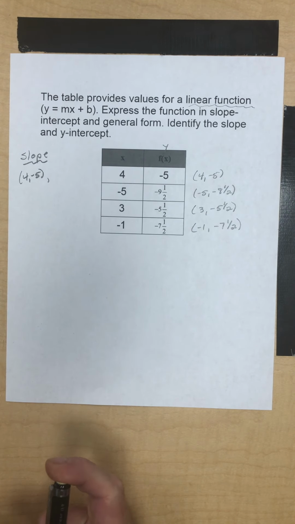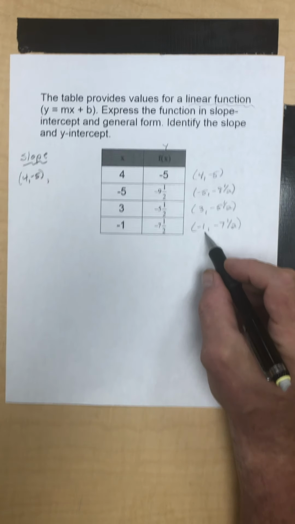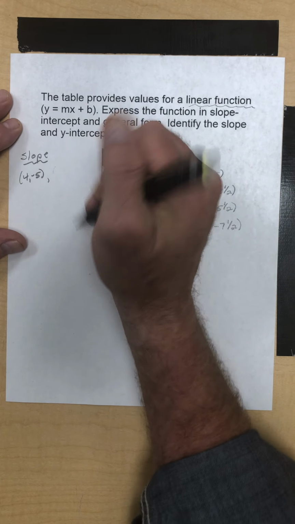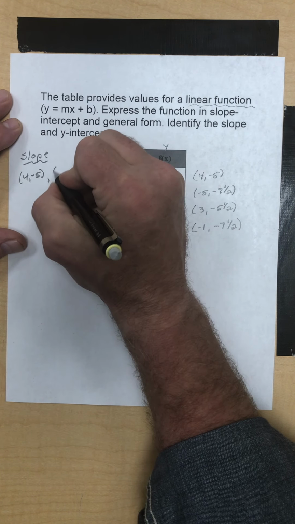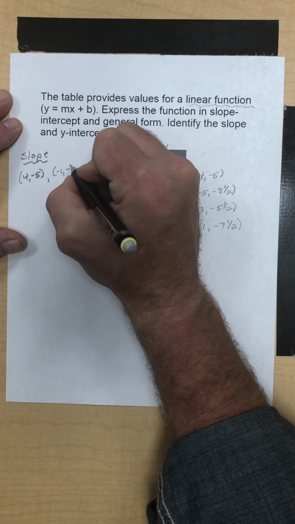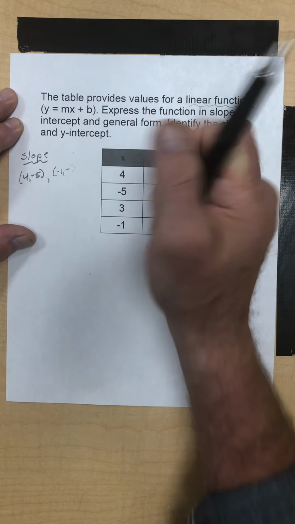I think I will take this bottom one. I don't know, maybe because that's a -1. Who knows? And it's real small. So I'll work with that one. Okay, so a -1 and a -7.5.